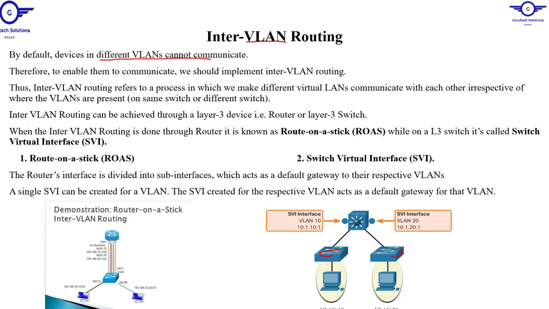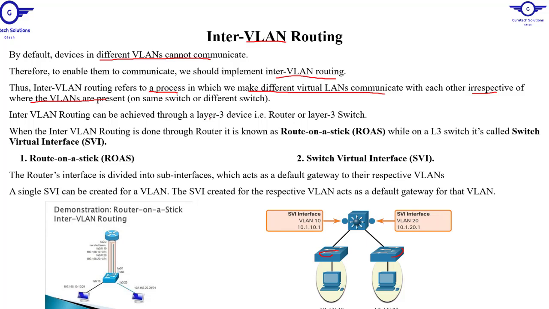So in every network we'll have different VLANs, and we will need some VLANs to communicate, and we'll restrict some VLANs. For us to enable VLANs to communicate, we will have to do what is called inter-VLAN routing. So to enable them to communicate, we should implement inter-VLAN routing. Inter-VLAN routing refers to a process in which we make different virtual LANs, or VLANs, communicate with each other irrespective of where the VLANs are present.